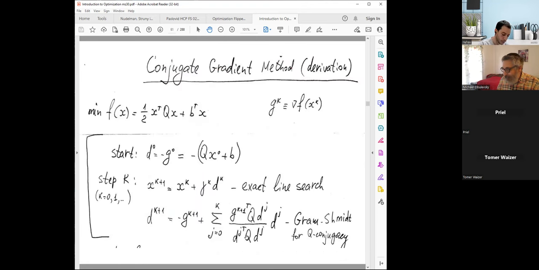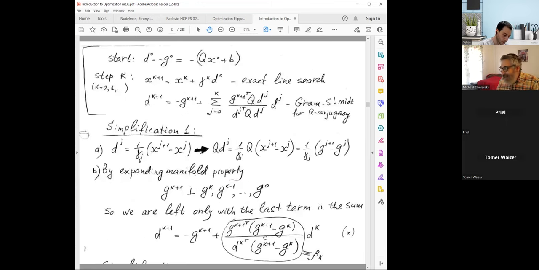And that's basically all. We get back to conjugate gradient. So we have this Gram-Schmidt procedure written once again. Then we say that, because we already showed, because of the expanding manifold property, the new gradient is orthogonal to all previous directions D, but they span the same space as the gradients. So the new gradient is orthogonal to all previous gradients, we can show.